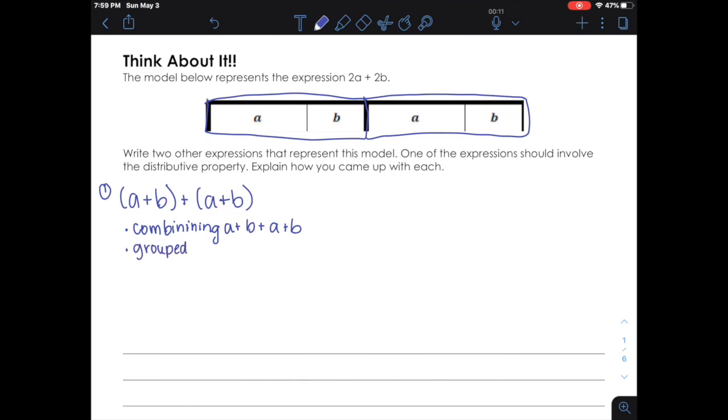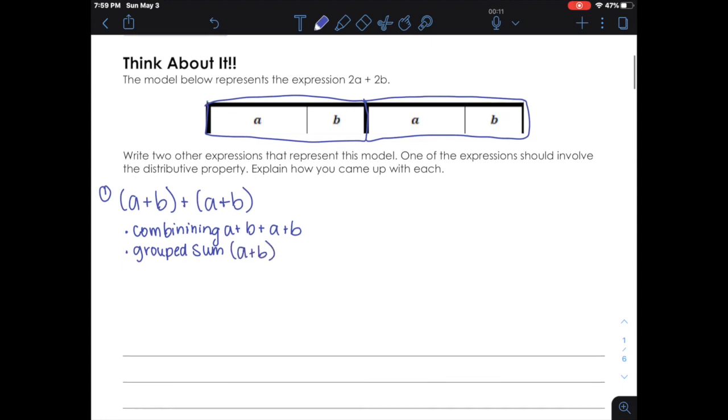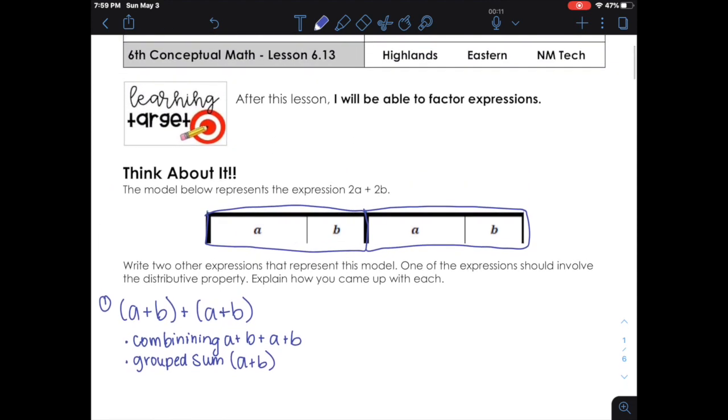They're also using a grouped sum. So every time they're putting A plus B, they're using them in parentheses. Another option that we have, number 2, is, well, if I notice over here, I have the one group and then two groups. Okay, I know that repeated addition is also multiplication, so I can also do 2 times the group size, the group being A plus B. Okay, so in this expression, we're showing two groups of A plus B.